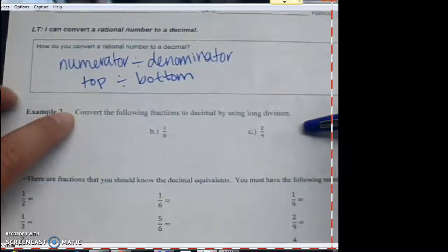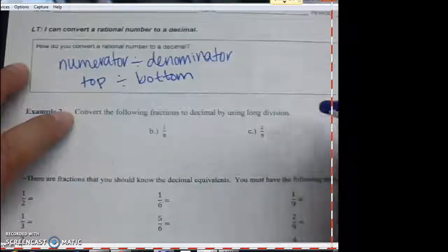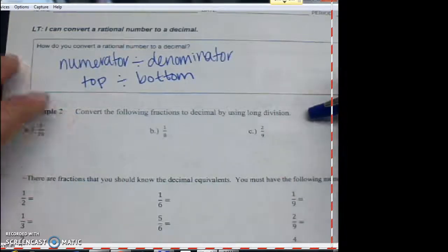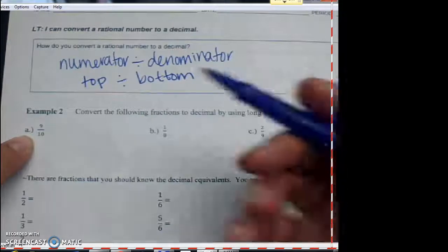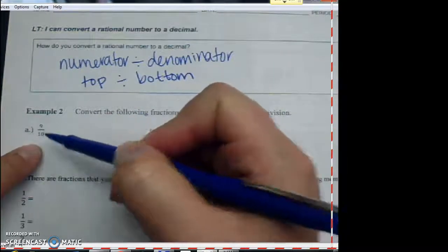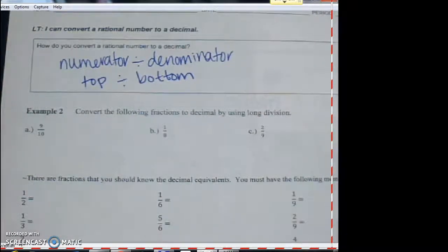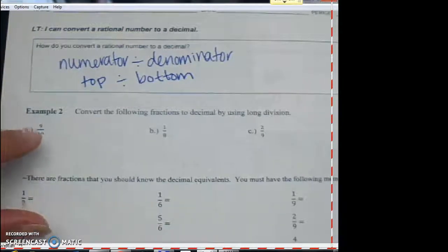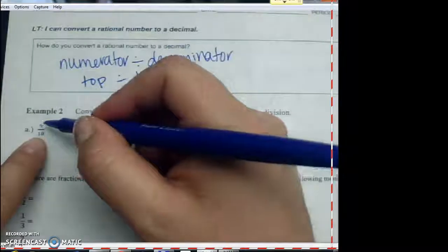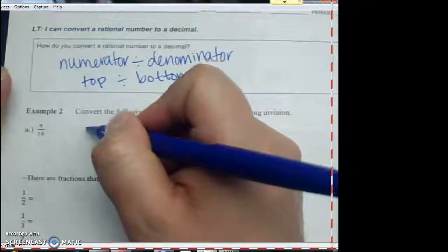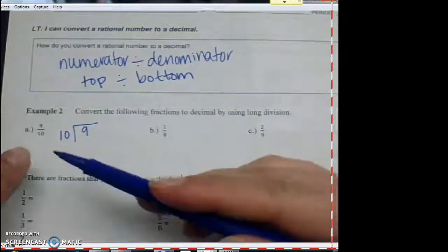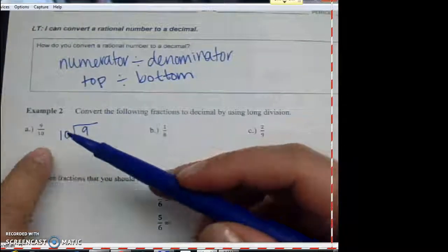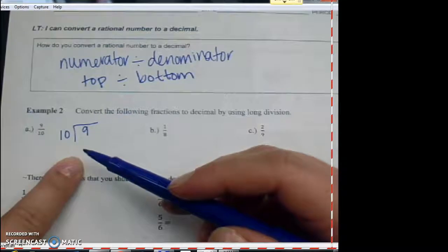So our learning target that the state of Missouri says is that you need to be able to change a fraction to a decimal by using long division. Okay. So if I want to change 9/10 to a decimal, how am I going to do that? What would I do? Divide. 9 divided by 10. So my numerator goes on the inside, my denominator is on the outside.